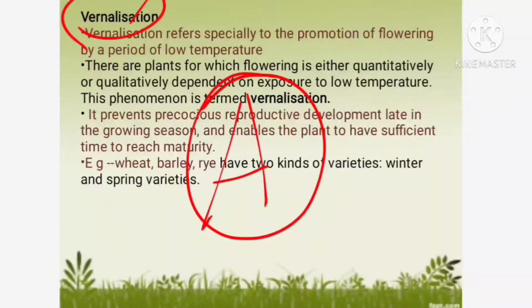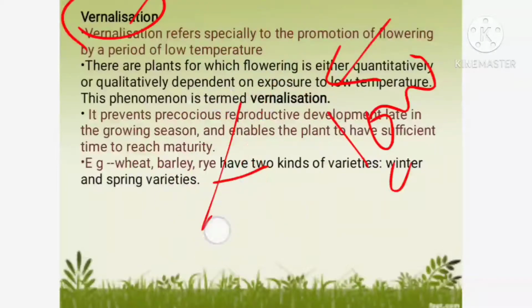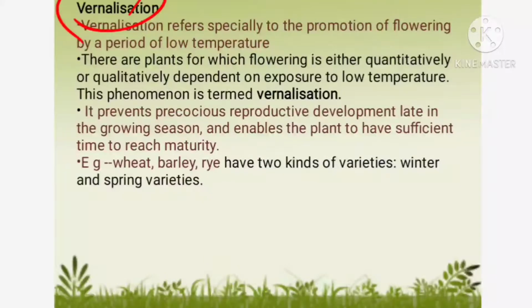Temperature means low temperature. If the plant is not exposed to low temperature, then the flower will never be produced. Okay, what are they not going to produce? Flower is not going to be produced, which means low temperature or critical low temperature is responsible for the growth of the flower. Flowers will be produced only when they are exposed to low temperature. Vernalization refers to the promotion of flowering by a period of very low temperature.